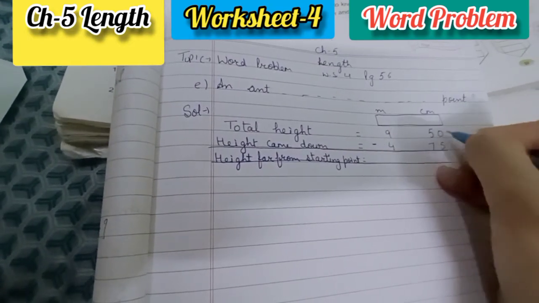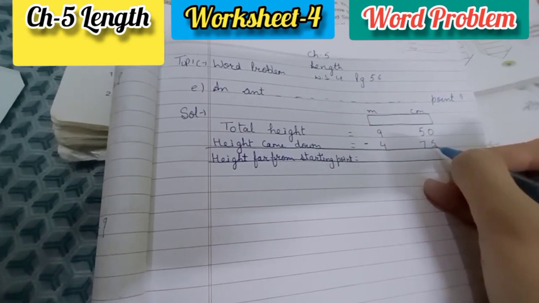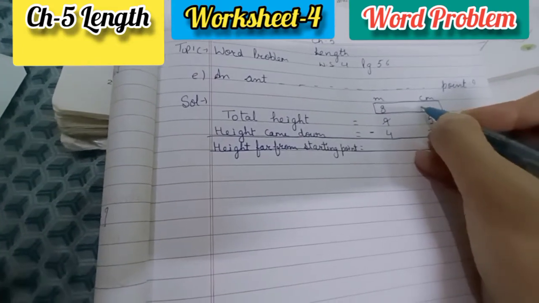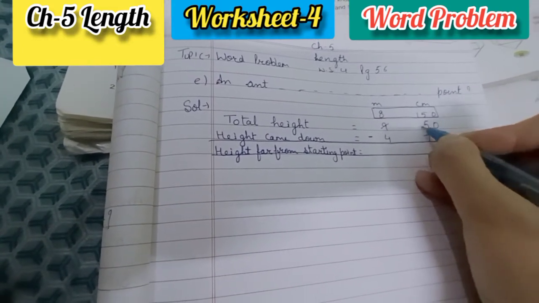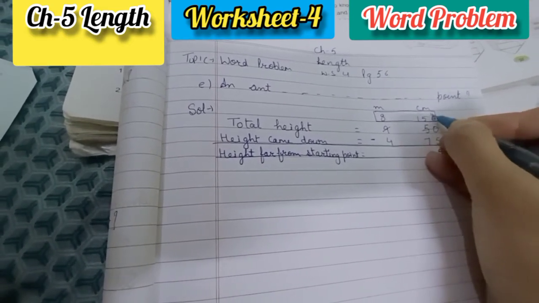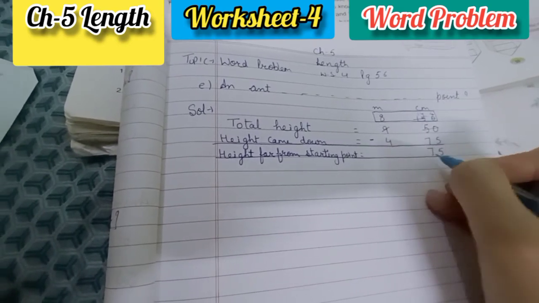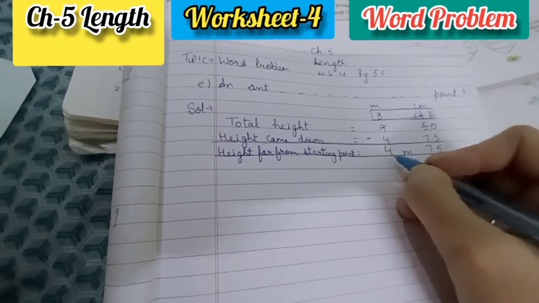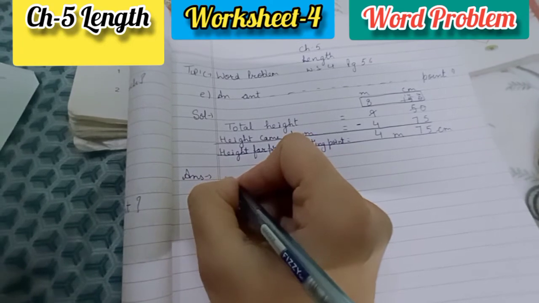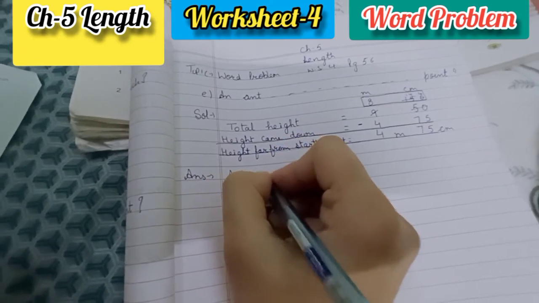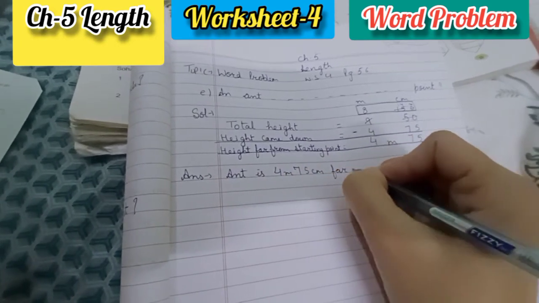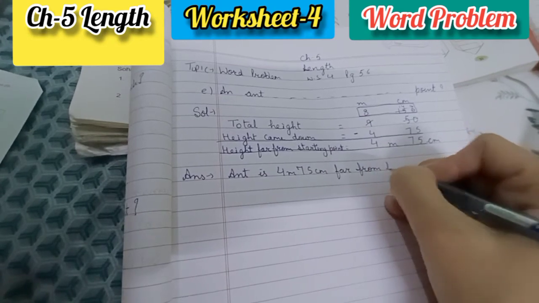Now here 50 is less than 75, so we need one borrow from meters. So here we get 150. Now from 150 we subtract 75. 10 minus 5, 14 minus 7 is 7. 8 minus 4 is 4. So we get 4 meters 75 centimeters. So now the ant is 4 meters 75 centimeter far from the starting point.